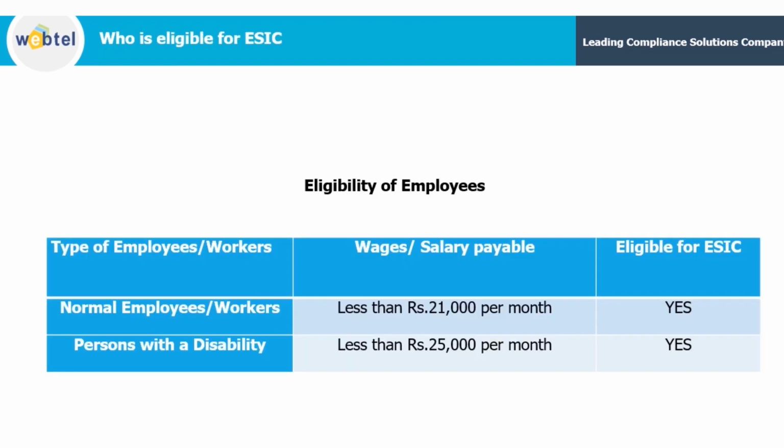Next is eligibility. Which of the employees are to be covered under the ESIC? Basically, normal employees and workers without any disability, if their monthly salary is below 21,000 per month, then that employee is eligible for ESIC benefit. And if the employee has a severe disability, in that case the salary limit goes up to 25,000.